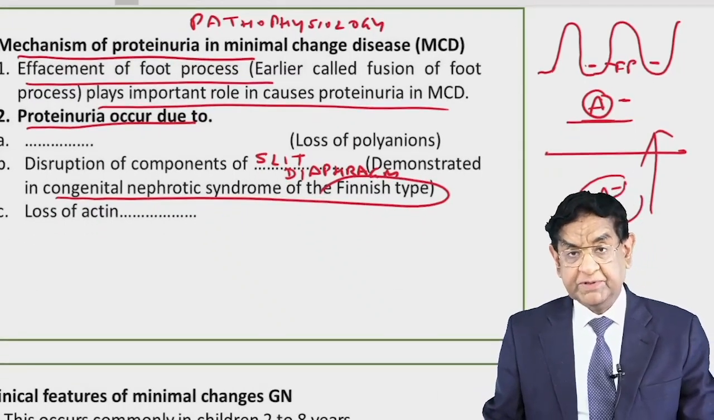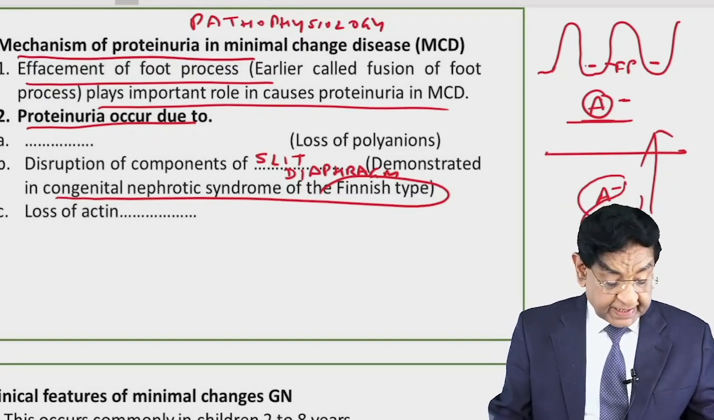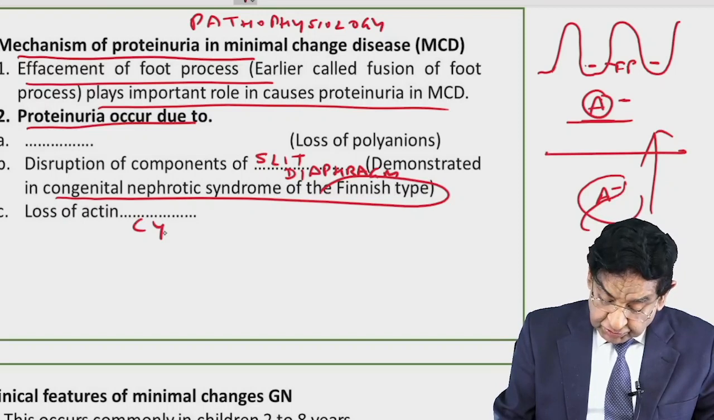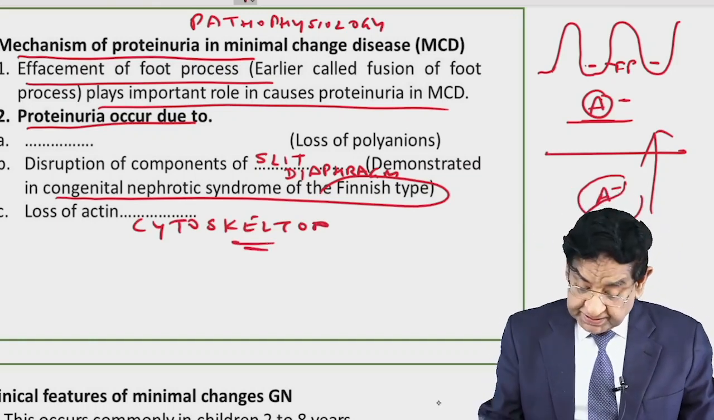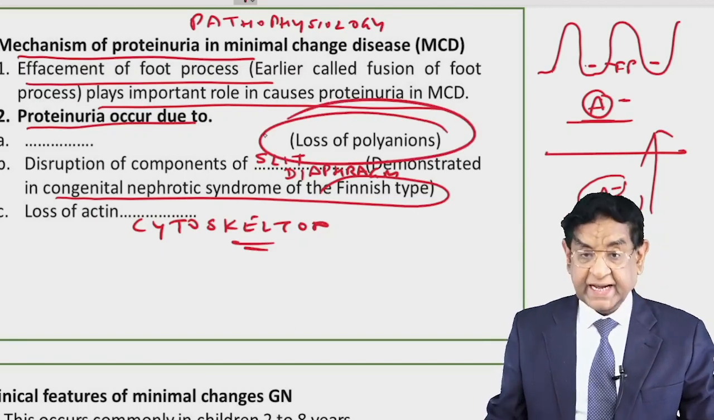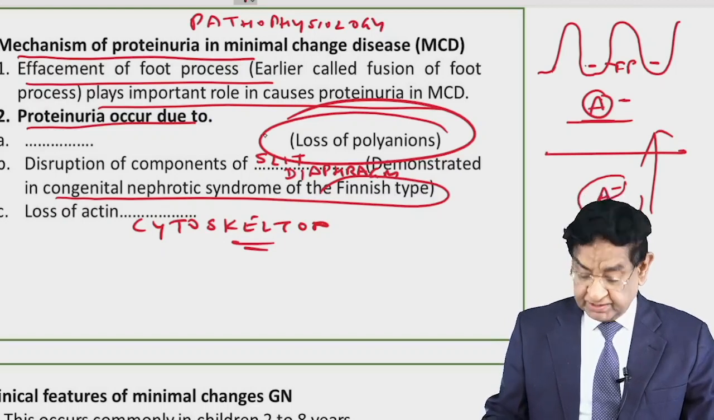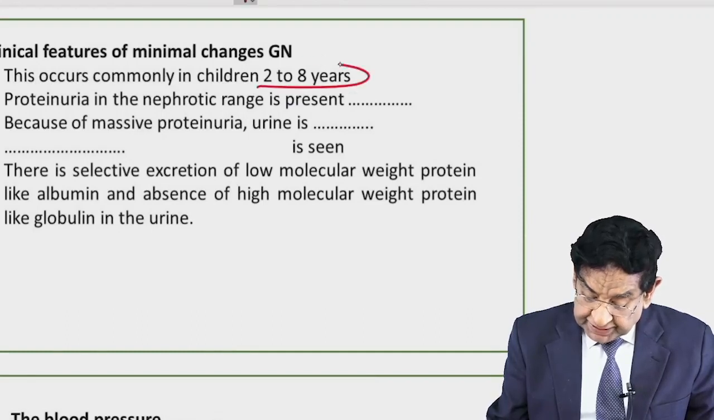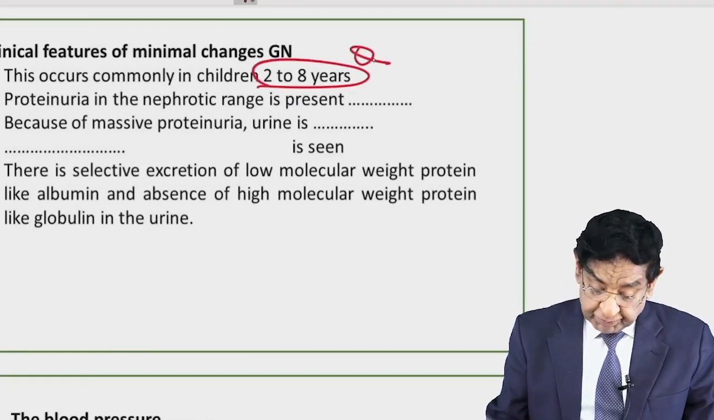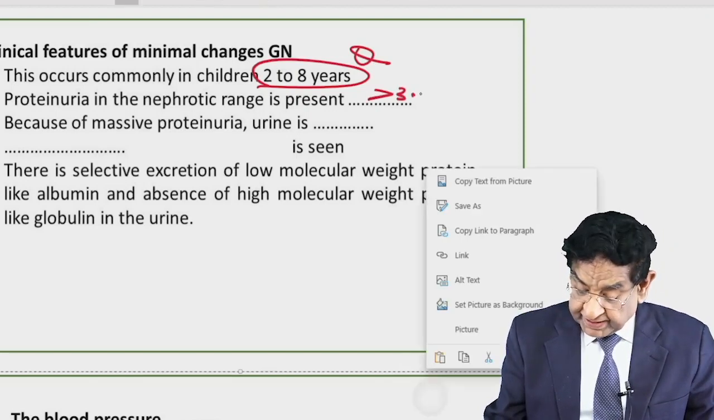In that, the basic pathology is widening of the slit diaphragm. And of course, loss of actin cytoskeleton also contributes to this problem. But the loss of polyanion, that is loss of negative charge, is the most important contributing factor of proteinuria. Now what are the clinical features? Typically occurs in 2 to 8 years, this you got to remember. And proteinuria is present in the nephrotic range, that is more than 3.5 gram per day.